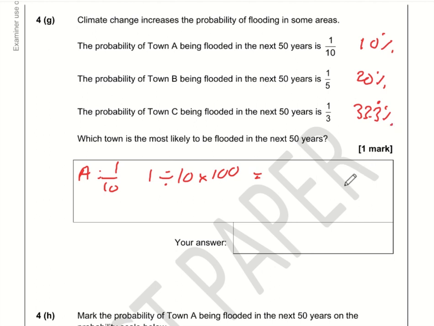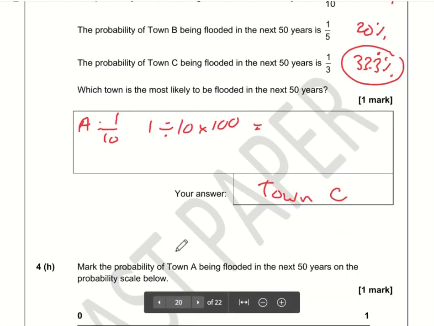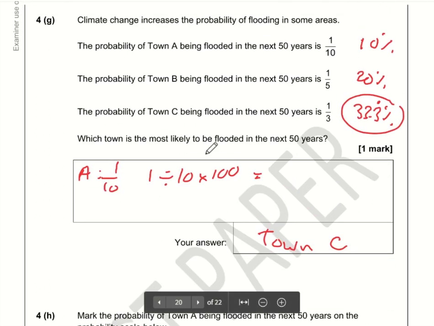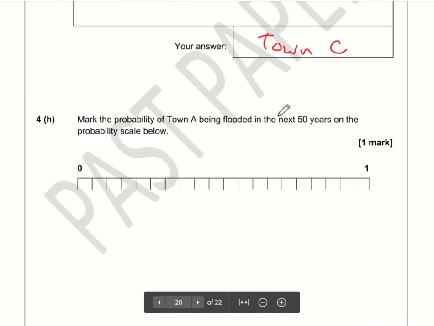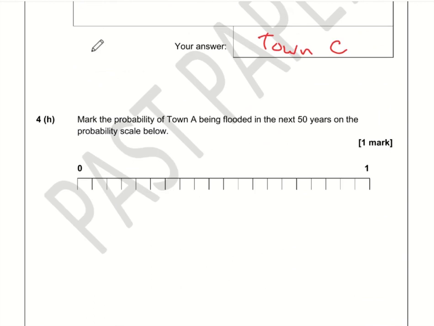So which town is the most likely to be flooded? That is the one with the highest probability. So therefore it is town C. So H is asking about the probability of town A, which is 10% or a tenth. Okay, so let's just make a note that 0.1 or 10%.